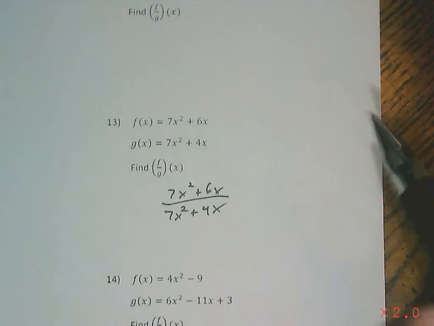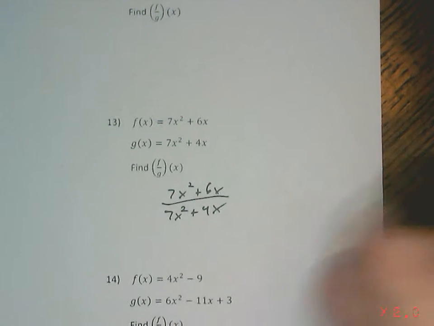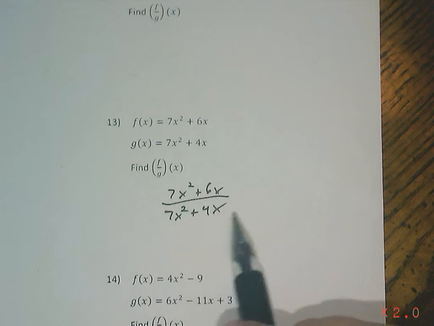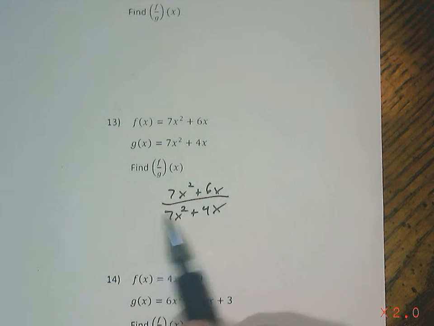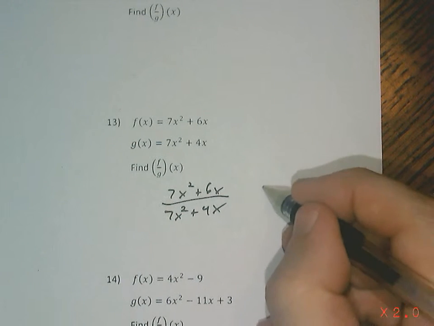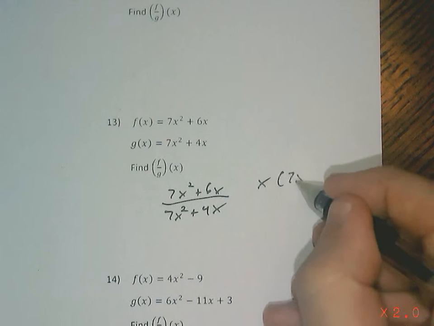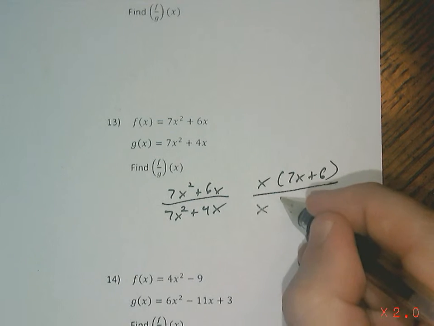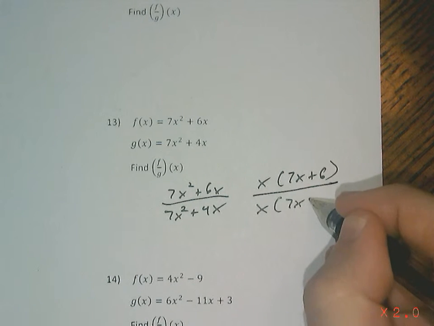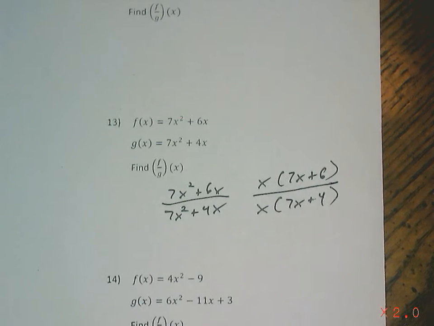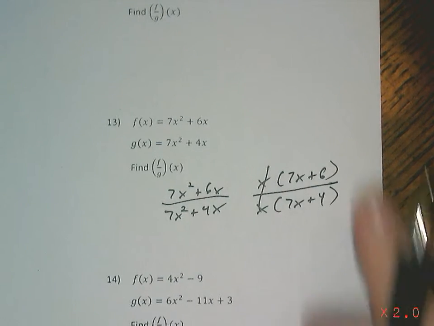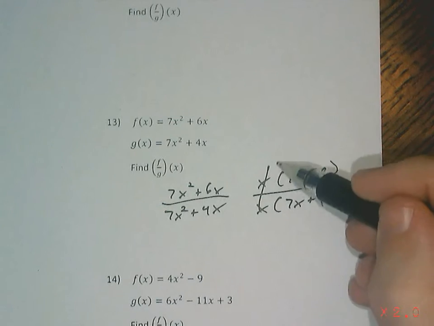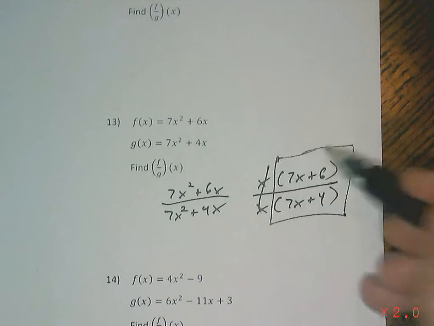When we factor out our common, none of these are going to be a quadratic where we can really factor into two things. So we can just look for common factors on each side, and it looks like each one just has a common factor of x. If I take out the x, it'd be x times 7x plus 6, and then x times 7x plus 4. It looks like the x's will cancel out there, but I'm still left with these. That's actually as simplified as we're going to get.